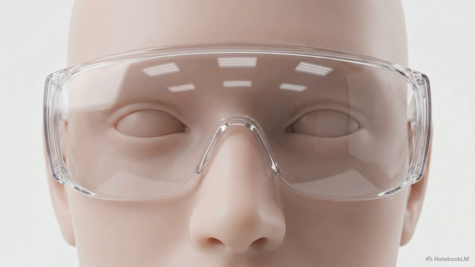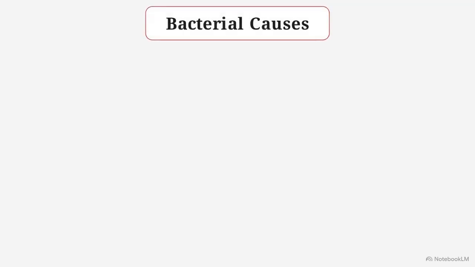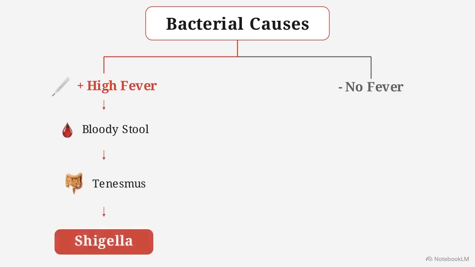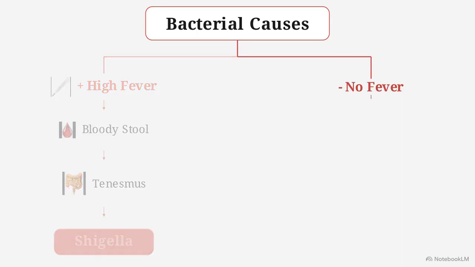antibiotics or antidiarrheals. The first bifurcation in the algorithm is determined by a thermometer reading, the presence or absence of a high fever. A presentation of high fever, bloody stool, and tenesmus indicates a Shigella infection. Tenesmus is the continuous, painful urge to defecate, even when the bowels are empty, serving as a specific marker for the Shigella pathway.